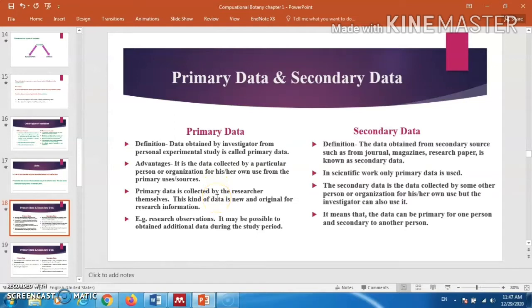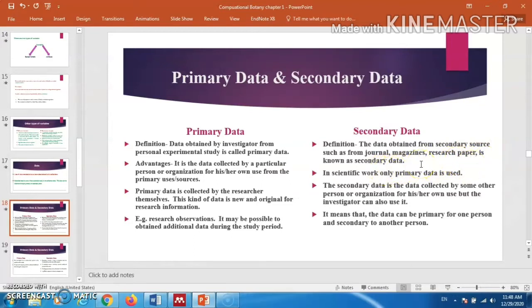Let us go towards the definition. Data obtained by an investigator from a personal experimental study is called primary data. It means the study which you have done by yourself is called primary data. Then secondary data: the data obtained from a secondary source such as journals, magazines, research papers is known as secondary data.